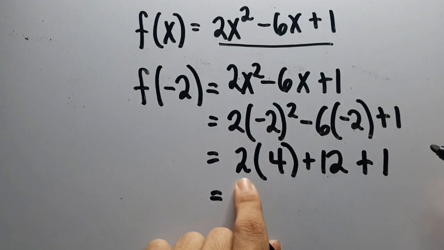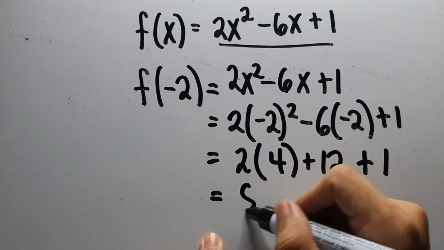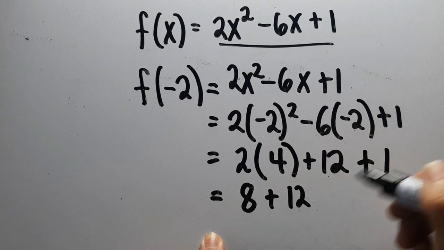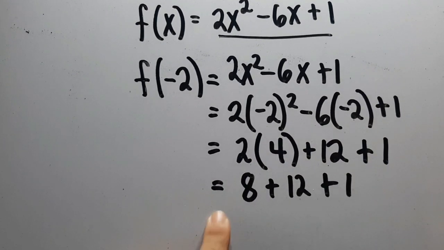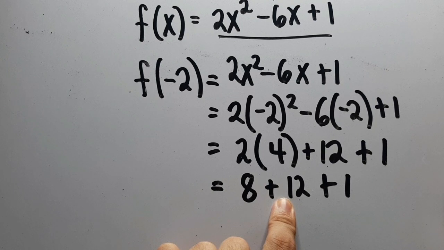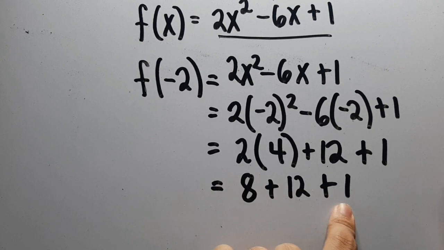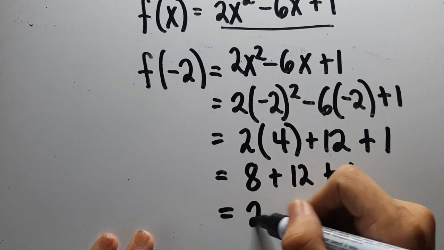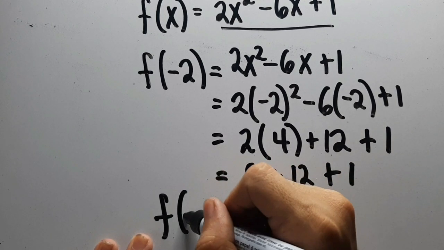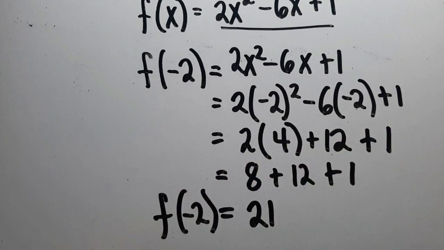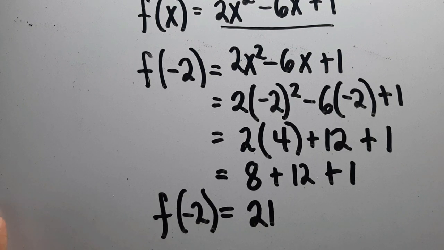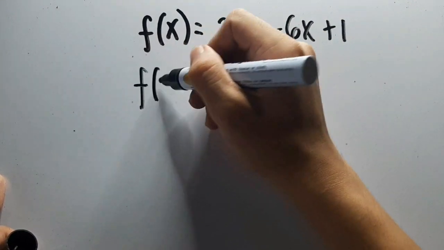So, we have 2 multiplied by 4 is 8 plus 12 plus 1. So, we have 8 plus 12 is 20 plus 1 is 21. So, we have f of negative 2, or function of negative 2, is equal to positive 21. Now, let us proceed to f of 3.